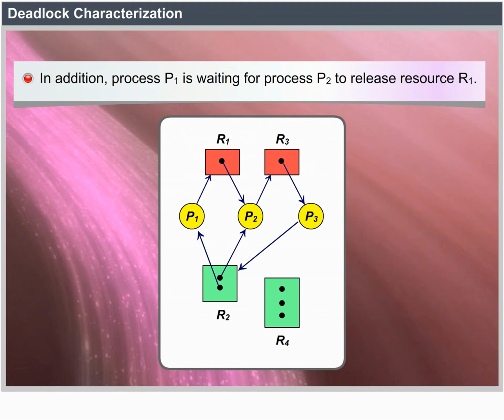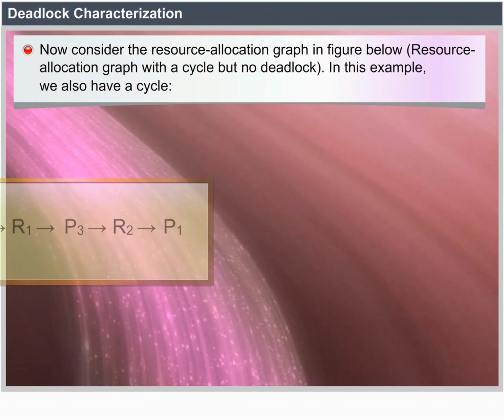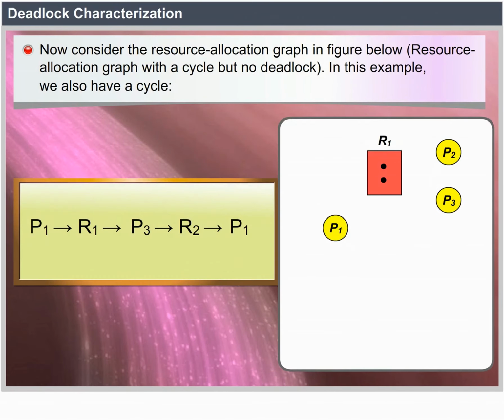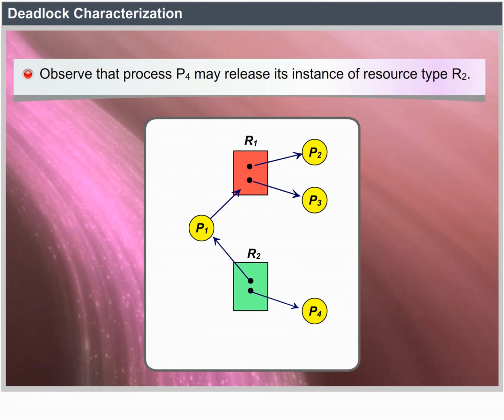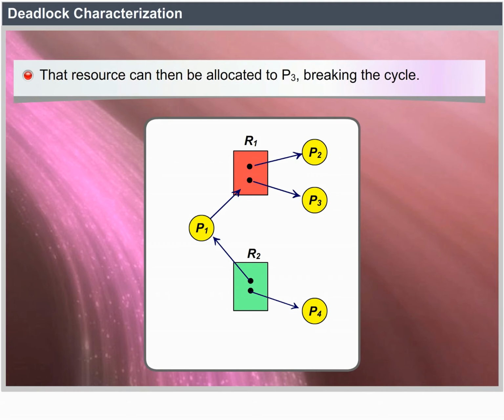Now consider the resource allocation graph in the figure below. Resource allocation graph with a cycle but no deadlock. In this example, we also have a cycle. However, there is no deadlock. Observe that process P4 may release its instance of resource type R2. That resource can then be allocated to P3, breaking the cycle.